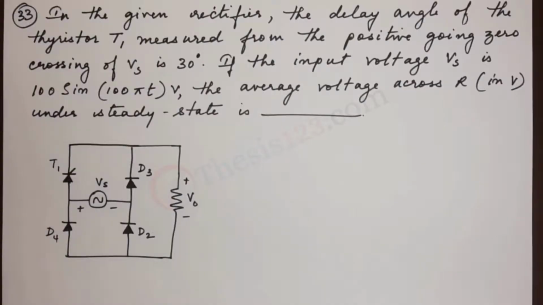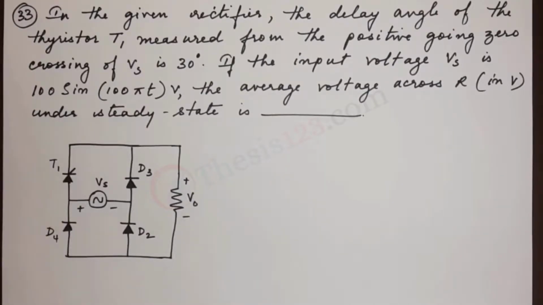Number 33. In the given rectifier, the delay angle of the thyristor T1 measured from the positive going zero crossing of Vs is 30 degrees. If the input voltage Vs is 100 sine of 100 pi t volts, then the average voltage across R under steady state is dash.